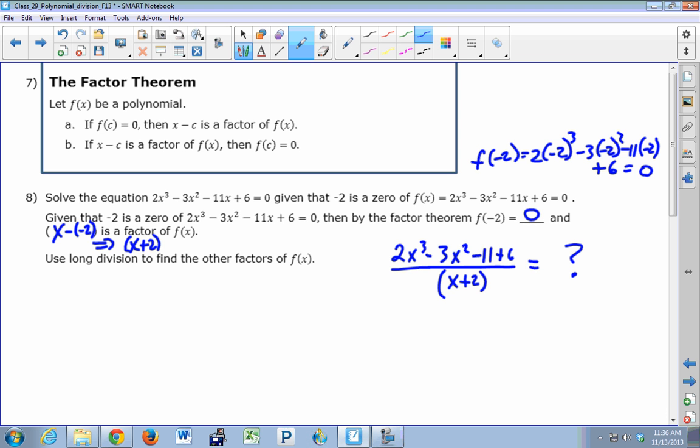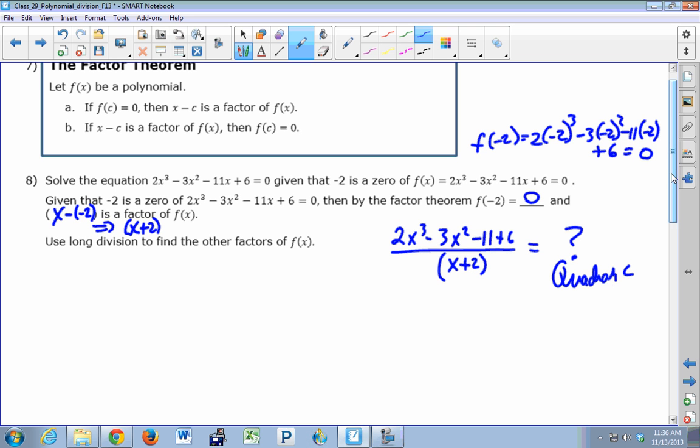Anything about the quotient if I take this polynomial and divide it by x plus 2? Mary? It's going to be quadratic, right? It's got to be quadratic. Okay. So let's do long division to find the other factors.